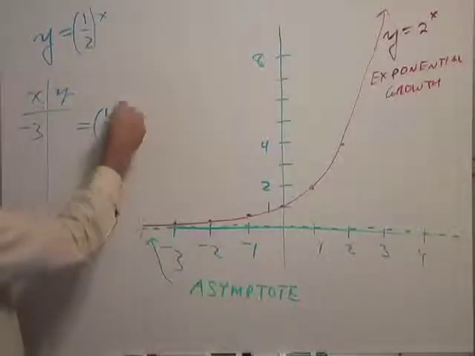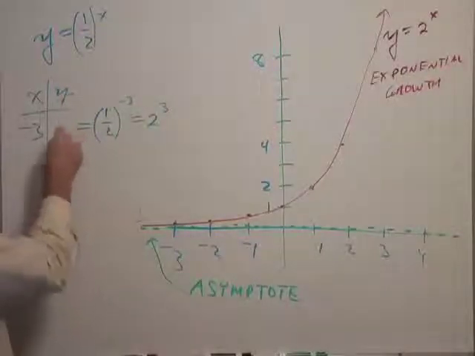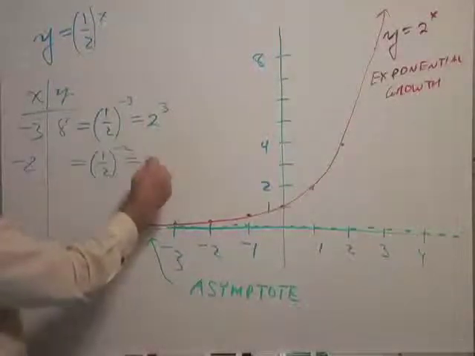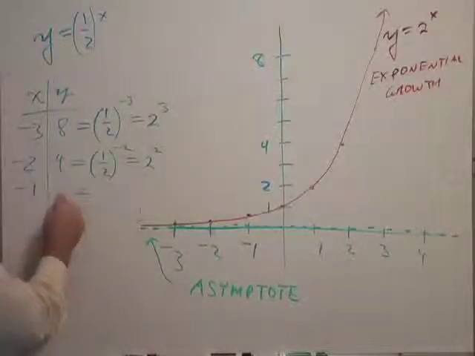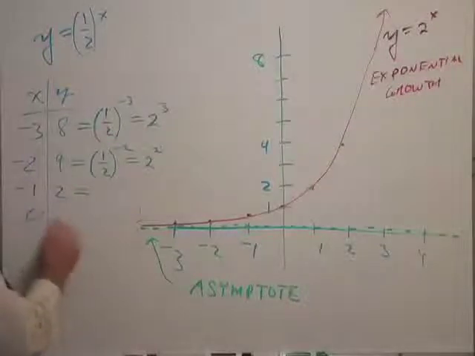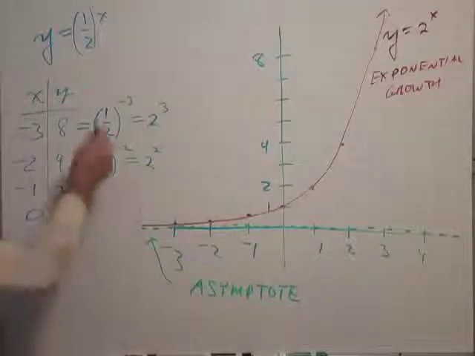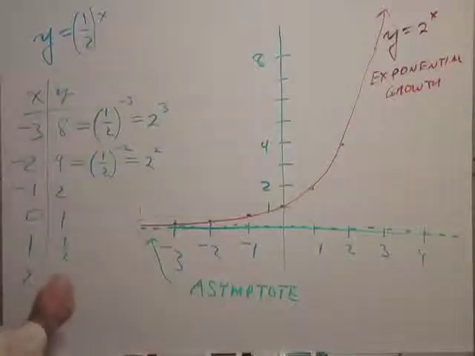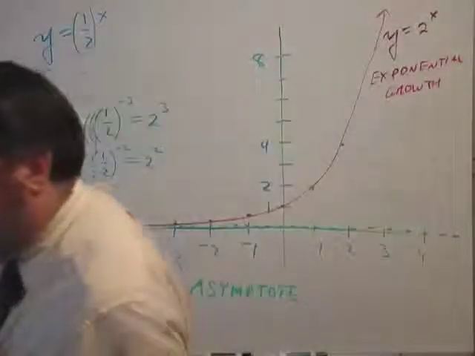1/2 raised to the -3 would be 2 to the +3, which would be 8. 1/2 to the -2 would be 2 to the +2, which would be 4. -1 will give you 2. 0 would give you 1. So without going through and calculating all these, if you plug in 1, 1/2 to the first power is 1/2. If I plug in 2, 1/2 to the second is 1/4. Anyway, I trust that you'll see the pattern here.